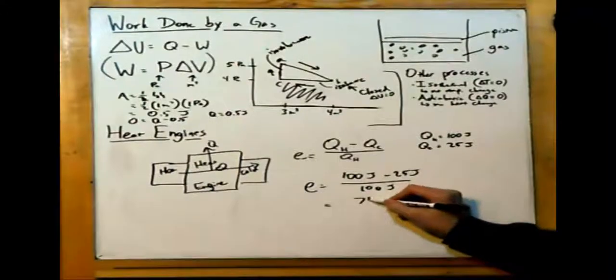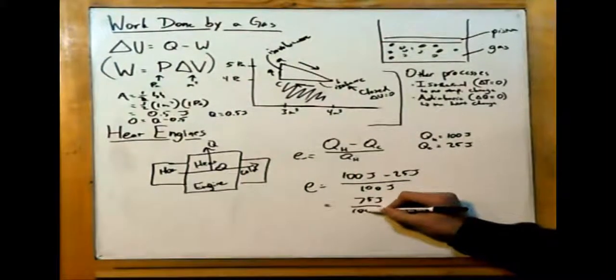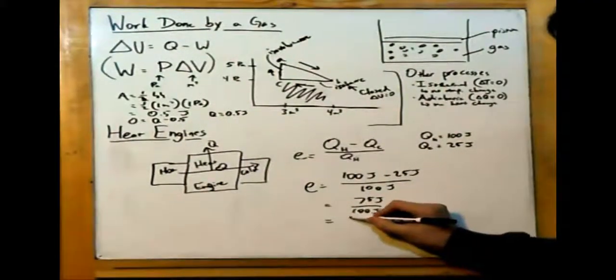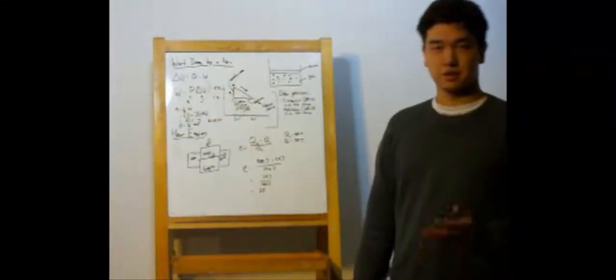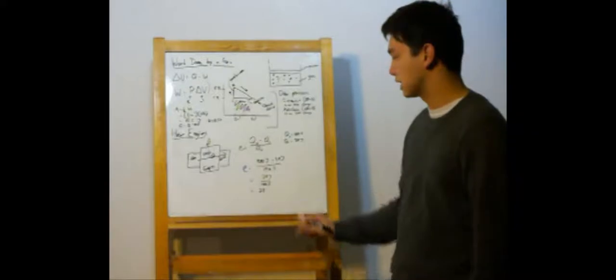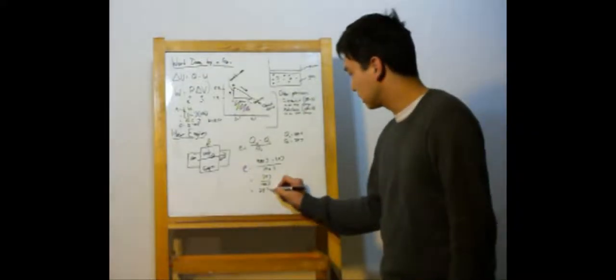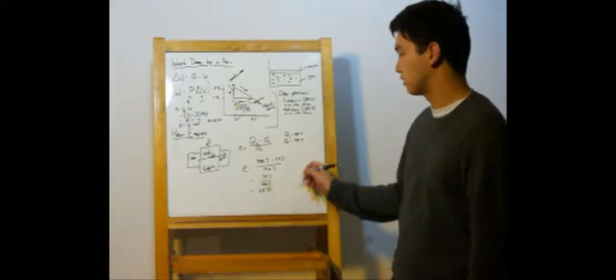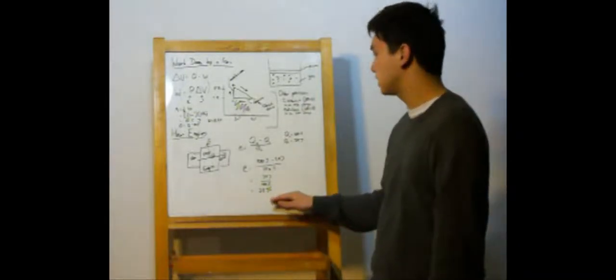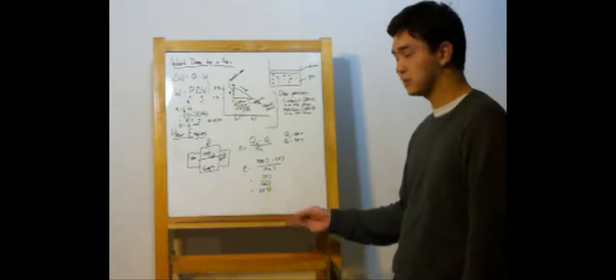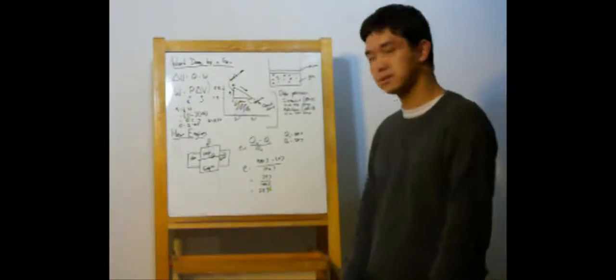We have 75 joules on top, 100 joules on the bottom, and so we have 75. What are the units on that? There are no units. Joules and joules cancel out. So this is actually going to be a percentage. I mean, 75 over 100 is 0.75. But yeah, just convert that into a percentage and you have a heat engine with a certain efficiency. In this case, we have 75%.